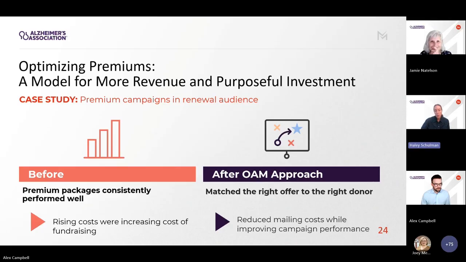Historically, premiums performed well in our renewal campaigns, but we knew that not every donor needed one to respond. With modeling, we matched the right offer to the right donor, which for some meant a lower cost non-premium approach. This wasn't about eliminating premiums altogether, but it was about shifting the balance intentionally.